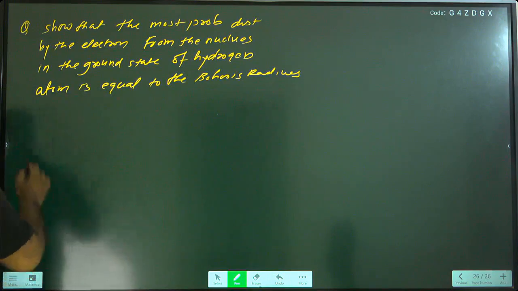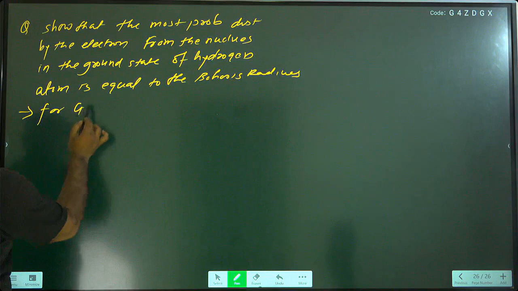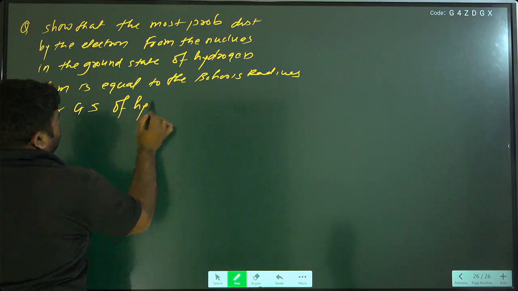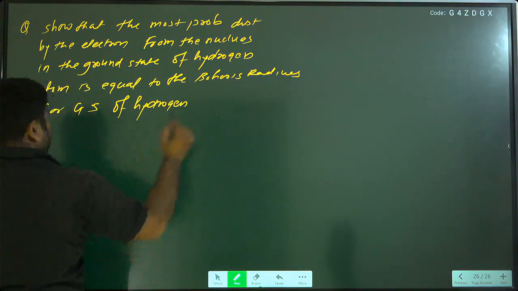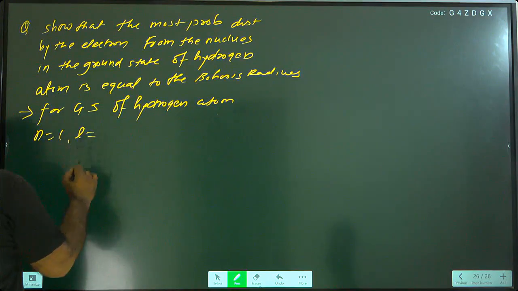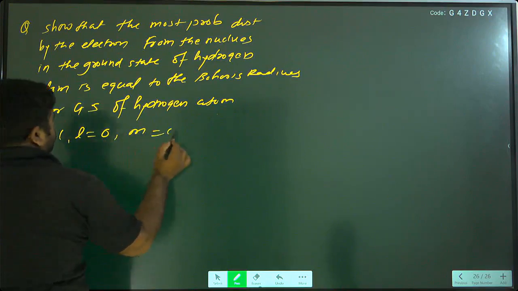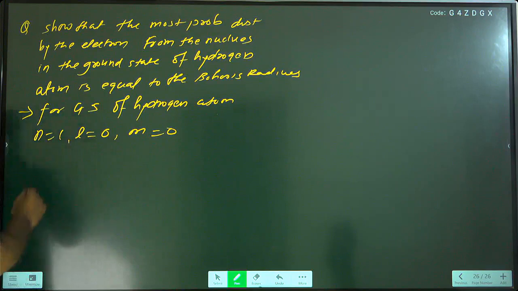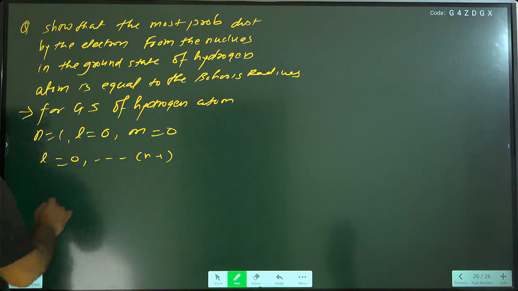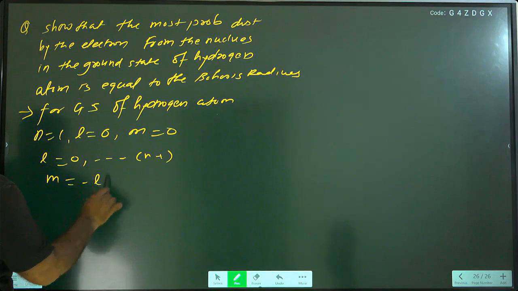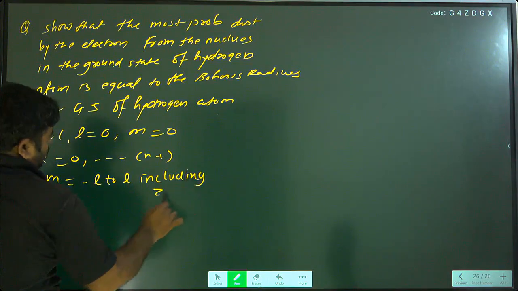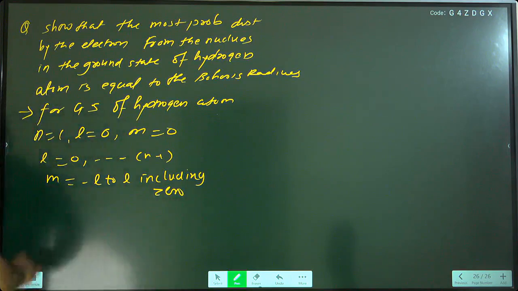Okay. For ground state of hydrogen atom, n is equal to 1, l is equal to 0, m is equal to 0. समझ में आ रहा है? n और l के रिलेशन क्या होता है? देखिए, l is equal to 0 dash n minus 1. ओके, और m वैल्यू कैसी होती? m is equal to minus l to plus l including 0.